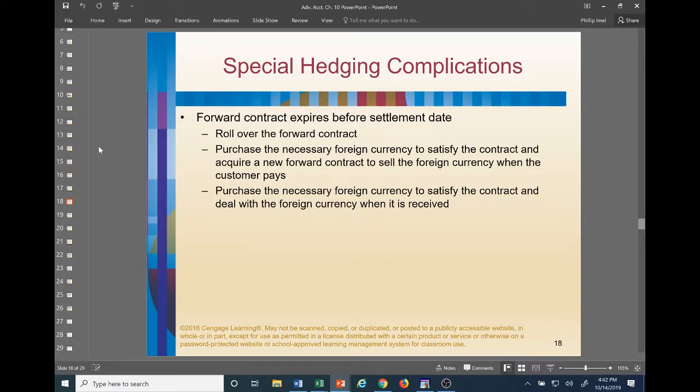So some special hedging complications. Forward contract expires before settlement date. Roll over the forward contract, then purchase the necessary foreign currency to satisfy the contract, and acquire a new forward contract to sell the foreign currency when the customer pays. Then we're going to purchase the necessary foreign currency to satisfy the contract and deal with the foreign currency when it is received.